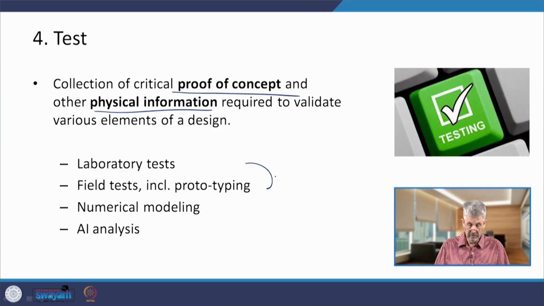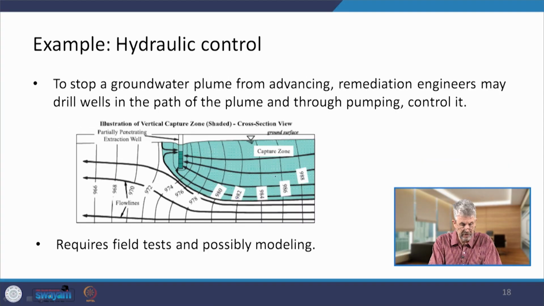It may include numerical modeling and, more so these days, the artificial analysis of complex data sets. Just the two examples I want to give you of what this may imply. So for example, if the considered remedy for a plume that is approaching, let's say, a drinking water well is hydraulic control, then we have to have certain understanding of the site before we can implement hydraulic control.